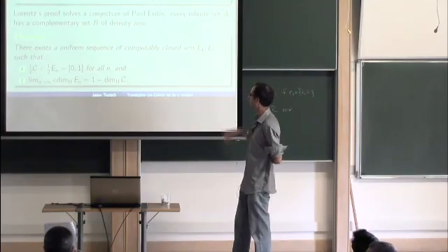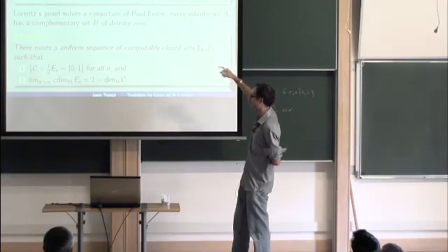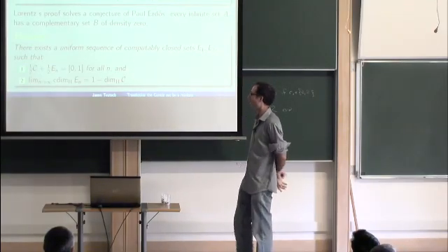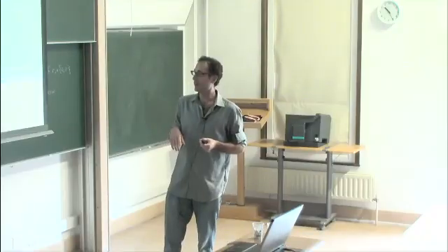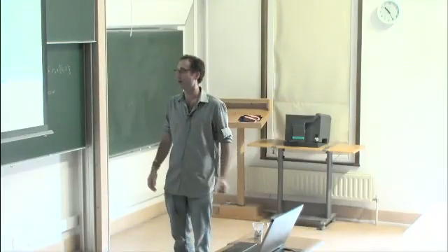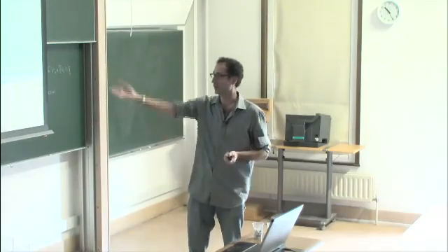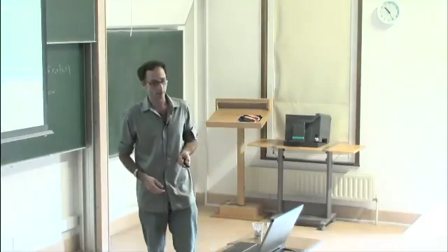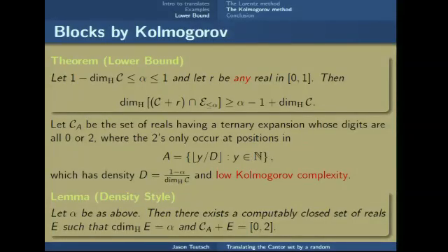So there's a uniform sequence of computably closed sets, E1, E2, which is what you get by doing these interval constructions, such that 1/2 the Cantor set plus 1/2 of E sub n is the whole unit interval for all n, and you get arbitrarily close to the lower limit.